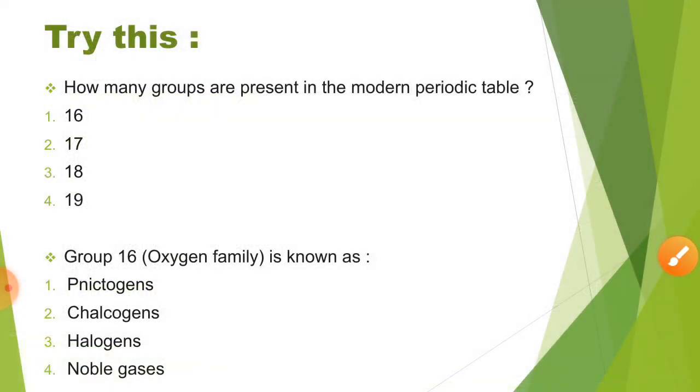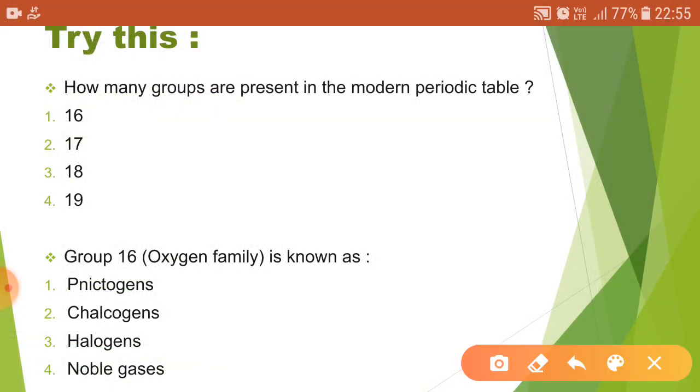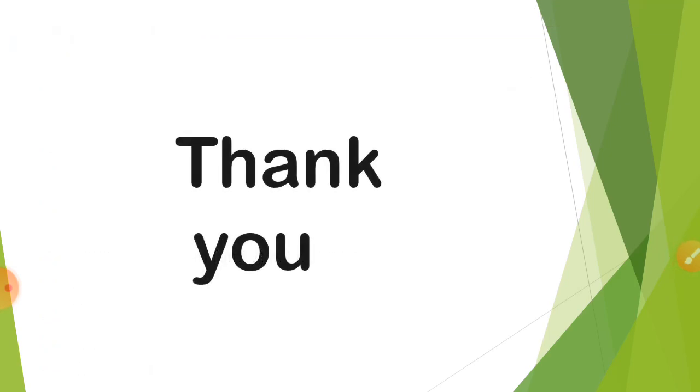Now let's try two questions. The first one is: how many groups are present in the modern periodic table? And the second one is: group 16, the oxygen family, is known by which name? So you will write your answers in the chat box. I will check personally. Now that's all about the modern periodic table and its properties.